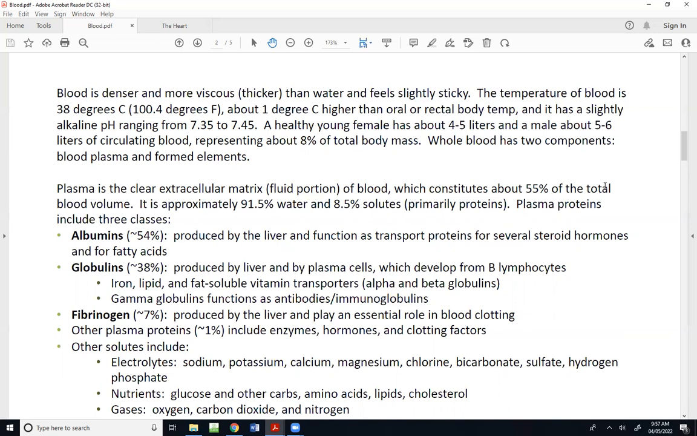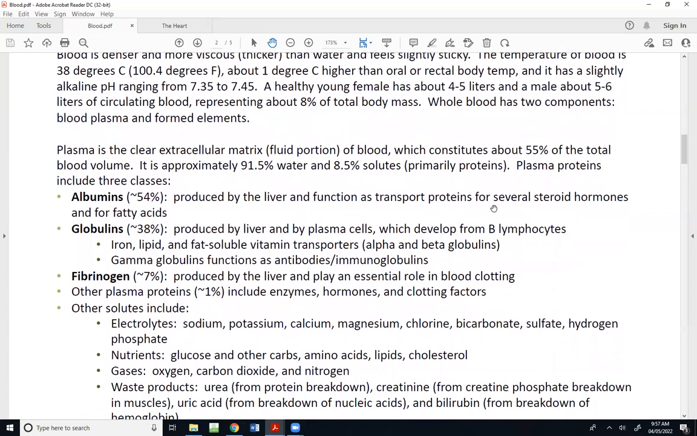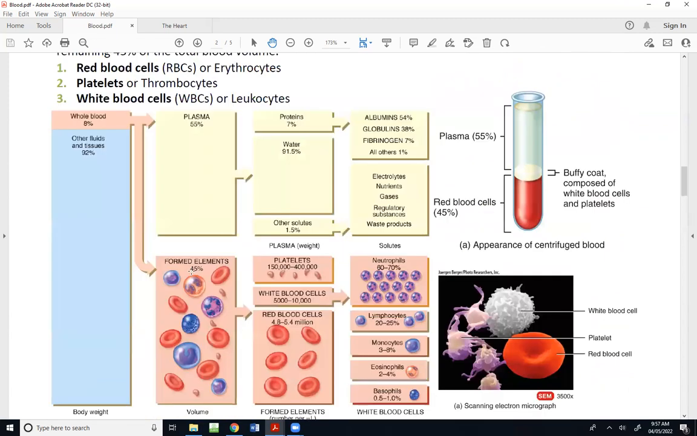Okay. Healthy young female will have about 4 to 5 liters. Males will have about 5 to 6. If you think about like a big pop bottle, you know, about 2 to 3 of those, if you're talking about a man, is how much you're going to find in the body. So not a ton, but that does represent about 8% of your total body mass. Which is what we can see here in the kind of schematic on the left side of the page. Whole blood up here in kind of the peach shaded portion is 8%, and that leaves 92% other stuff.